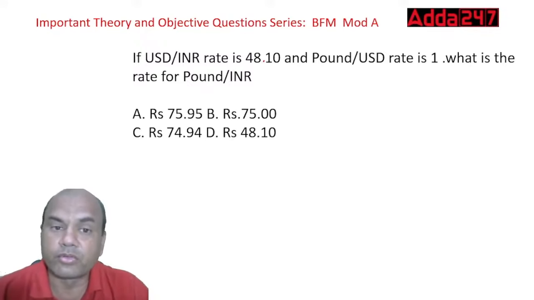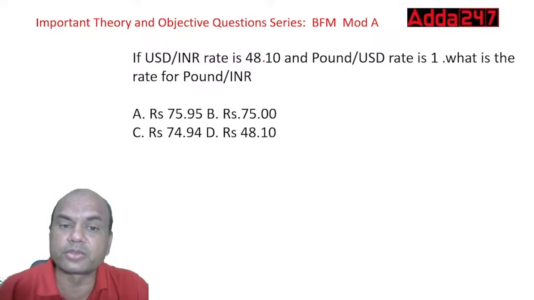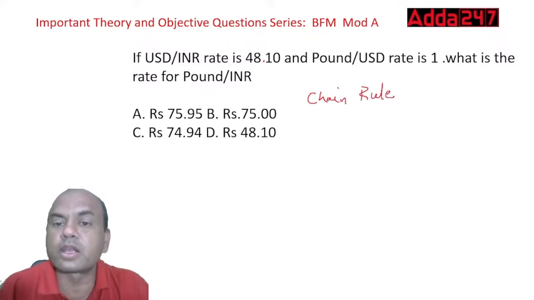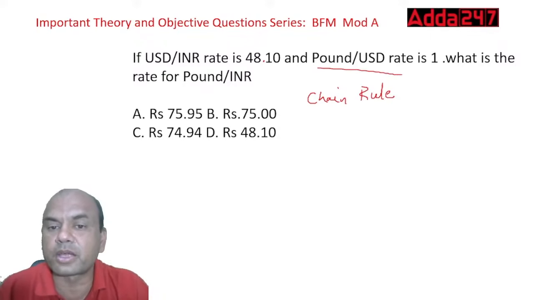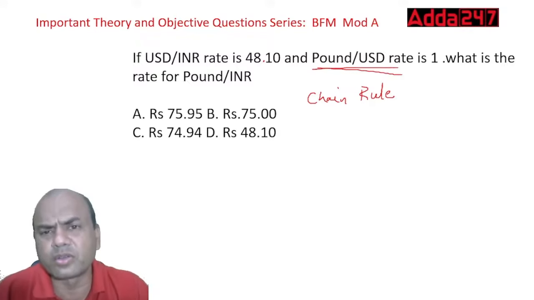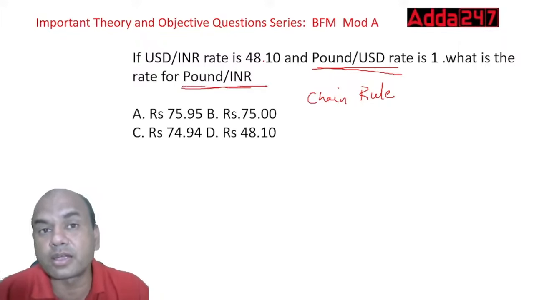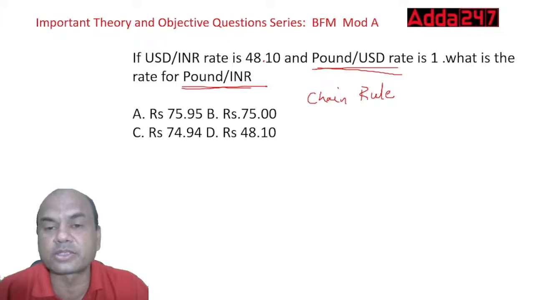Now, what is it to be used? We are using the chain rule over here. What is the chain rule? When you don't know the rates of any currency vis-a-vis your local currency, means this pound to INR. Do you know the rate of pound to INR over here? No. But you are having the other rates, means some base currency rates you are having.